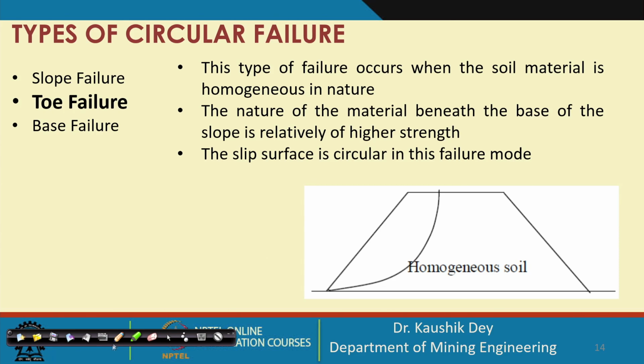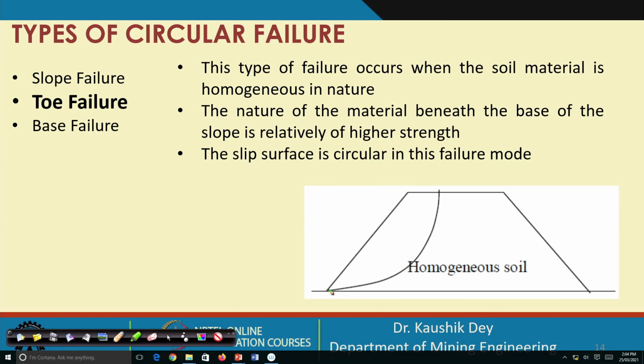When the arc is meeting the toe, this is called toe failure. This occurs when this rock is very competent, and this is a homogeneous loose material. Then this type of failure occurs because, in this homogeneous loose material, under any condition the destabilizing force becomes more than the stabilizing force. This material slides down like this.